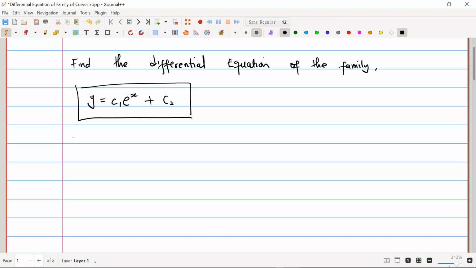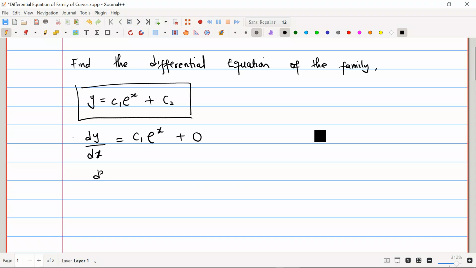So the first thing to do is to differentiate the whole of this equation. I differentiate it with respect to x. So dy/dx is equal to c1 e^x plus the derivative of the constant c2, which is 0, right? So you have c1 e^x plus 0. Then we have only the first derivative, so we have to find the second derivative because we know from the start that our differential equation should be second order.